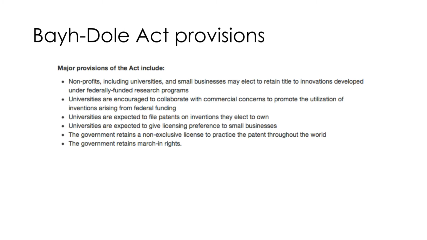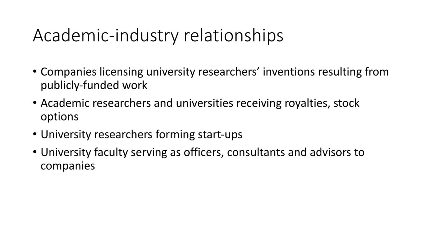However, academic industry ties were explicitly promoted by legislation passed in the early 1980s in the U.S. The Bayh-Dole Act of 1980 encouraged universities to collaborate with commercial concerns and expected universities to file patents on inventions for the ultimate goal of translating basic research findings into public benefit. As a result, many different types of academic-industry relationships are now common, including licensing arrangements, startup companies, and consulting arrangements. So what does this have to do with conflicts of interest?